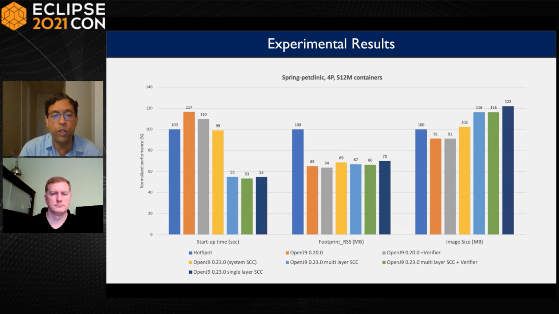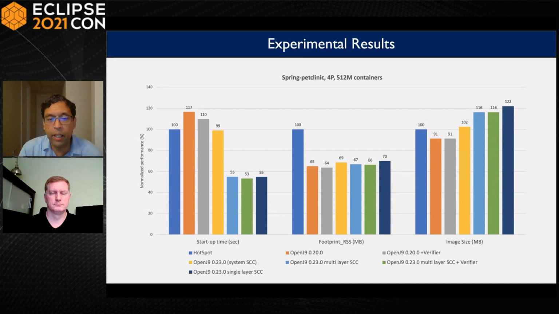Just simply using OpenJ9 gives you a good memory footprint benefit. Yes, there are some minor variations there. If you're adding a shared class cache, the footprint grows a little bit. But for the most part, the OpenJ9 bars are all well below the Hotspot ones.